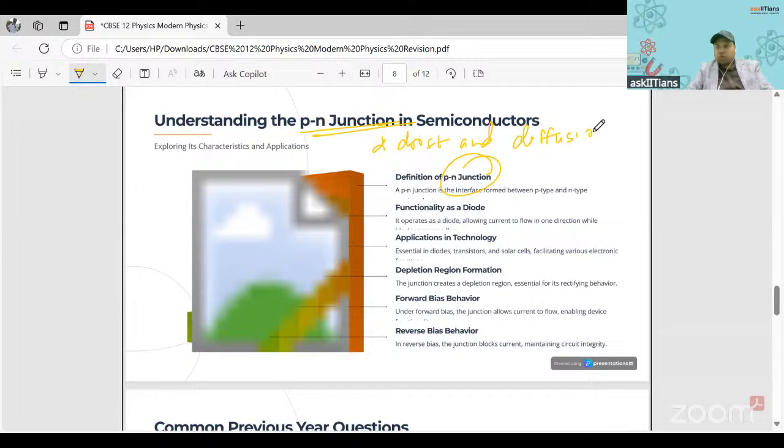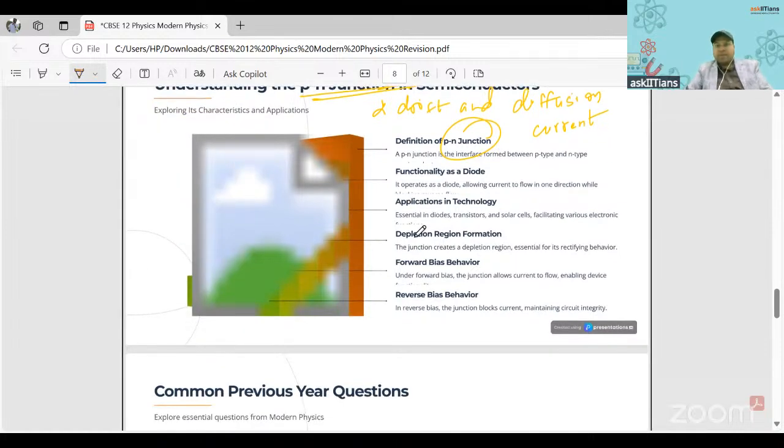These are the two types of currents we have, right? Then we need to know about the depletion region. From this presentation, I'm just talking about the important concepts you'll be covering. In the next slides, I'll be showing you the content part also, for you to revise. So this is the depletion region.